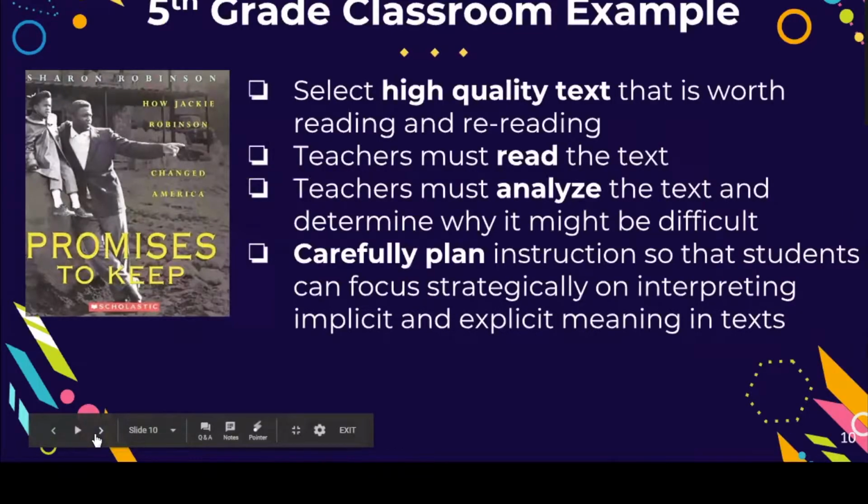So last week we talked about how you choose a text to close read, and we talked about selecting high quality text that's worthy of reading and rereading. It has to be meaty and have a lot of meaning, so you get a lot of mileage out of it. And students must read the text, and teachers must analyze the text and determine why it might be difficult. And there comes the careful planning part. So we carefully plan instruction so that students can focus strategically on interpreting implicit and explicit meaning in the text.